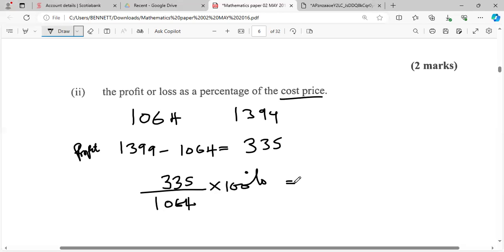So 335 divided by 1,064 times 100%. So that works out to 31.48. I'm going to put it to one decimal place. So it will be 31.5%. So the profit percentage will be 31.5%.